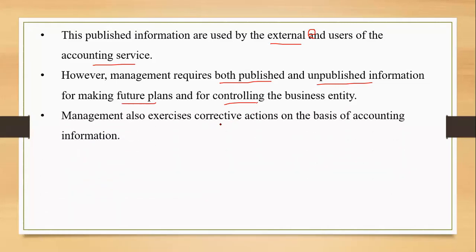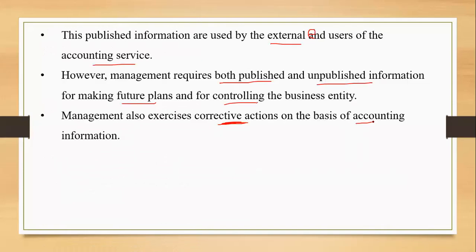Management also exercises corrective actions on the basis of the accounting information. Where will they find out about corrective actions? Like wherever they feel this year the manufacturing expenses have increased, they will try to have a control on those manufacturing expenses. If office expenses have increased, they would like to have a control on those office expenses and so on. Okay, so this is what is a part of the management.